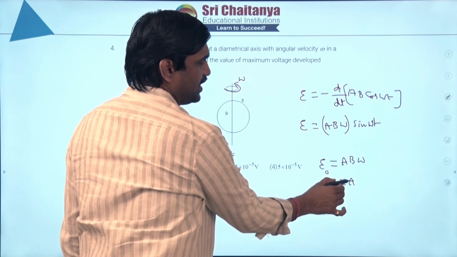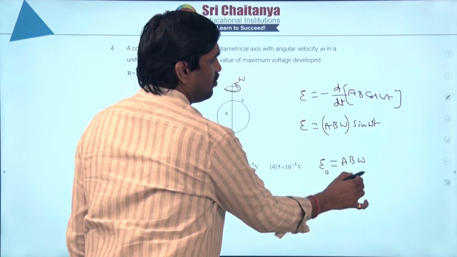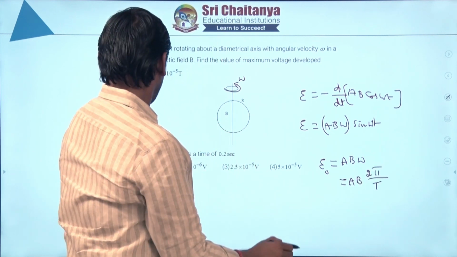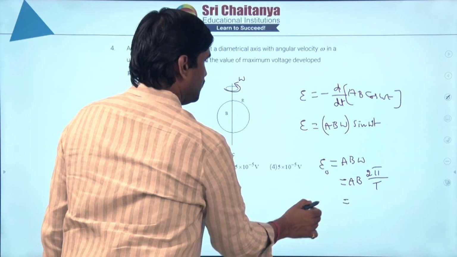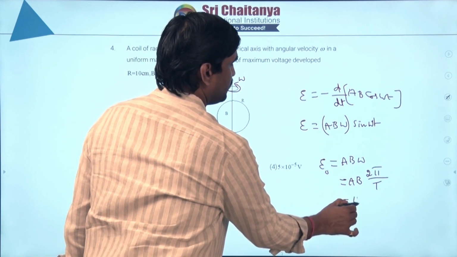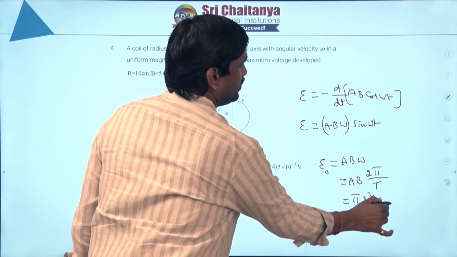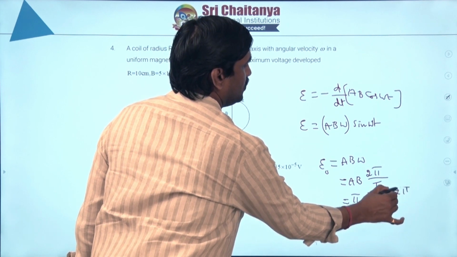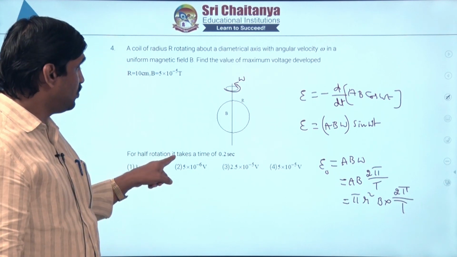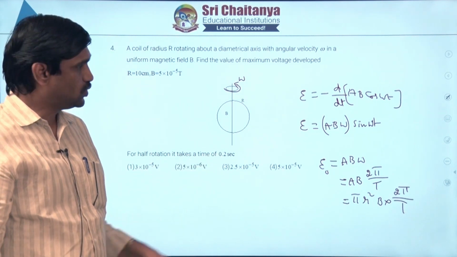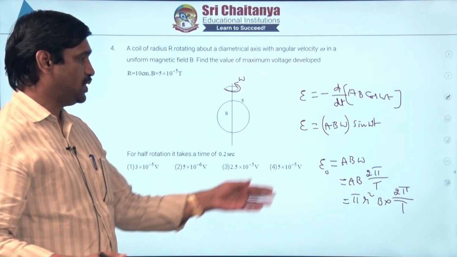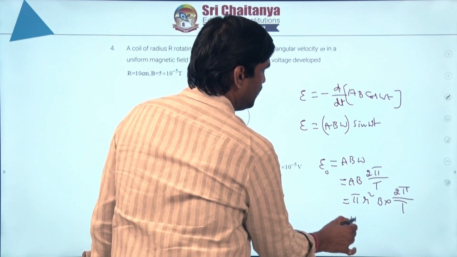A is the area of the coil, B is the magnetic induction, omega is 2 pi by T. Now, by calculating you will get, given A is equal to pi r square, omega is 2 pi by T, but here it is given that for half the rotation it takes time 0.2. So for total rotation it takes 0.4. Now, substitute the values here.